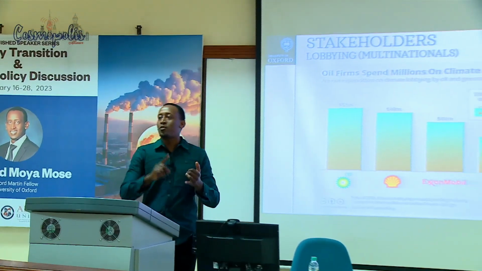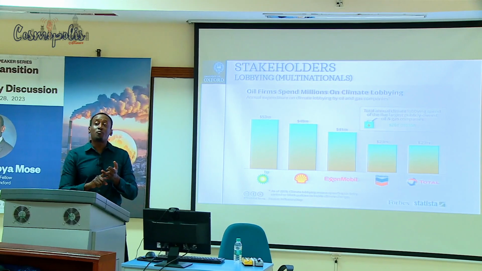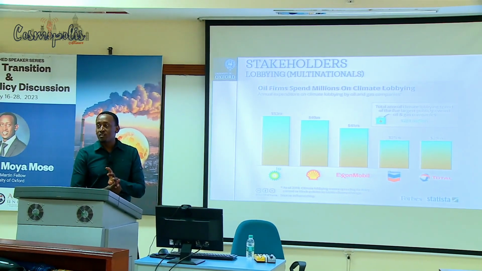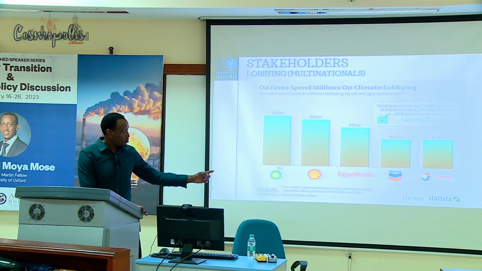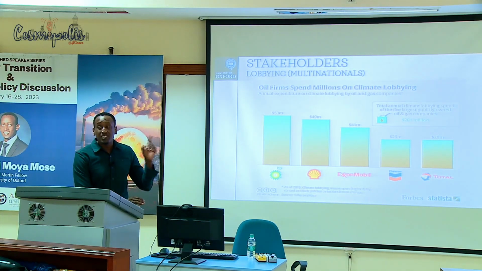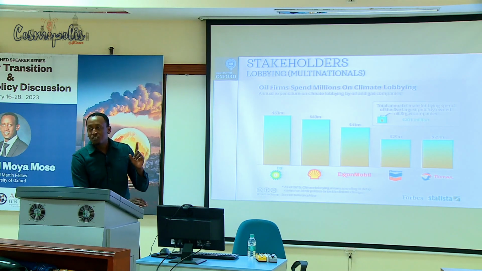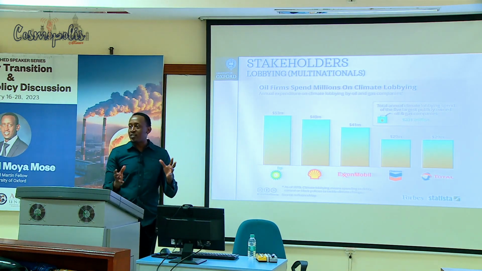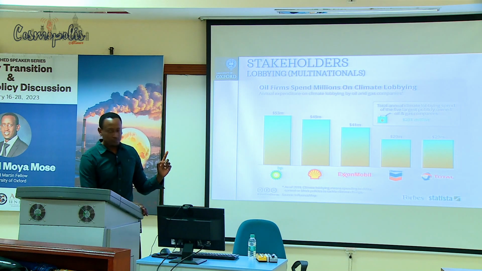Oil firms. BP spent $53 million in the US Senate. Shell spent $49 million. ExxonMobil spent $41 million. Chevron spent $29 million. And Total spent $29 million. Not in the one year, to the Senate only. We haven't talked about the House of Representatives. We've not talked about how much money they gave the various parties. This is in one year, and that is 2019. And this was specifically on climate lobbying, not just on other aspects.